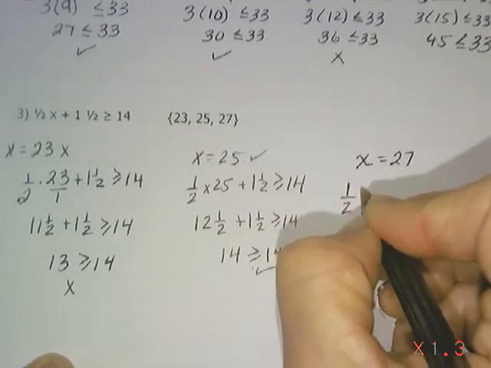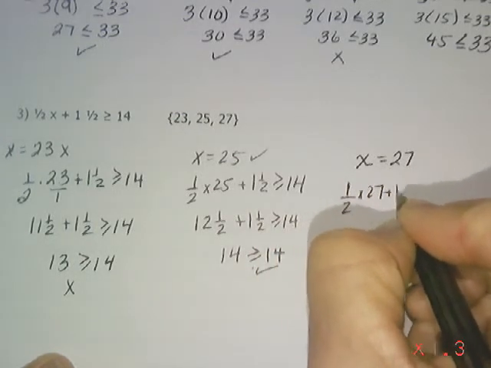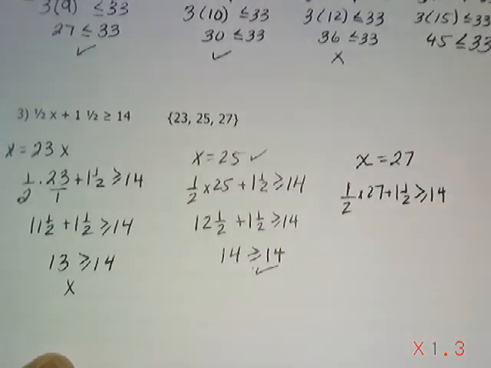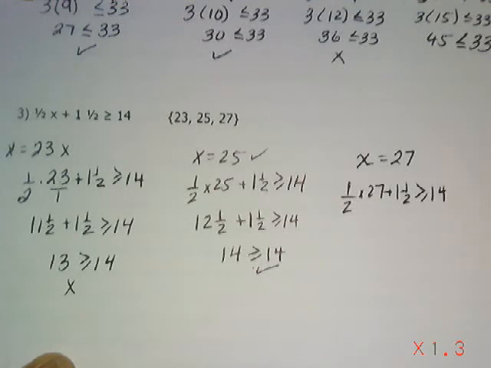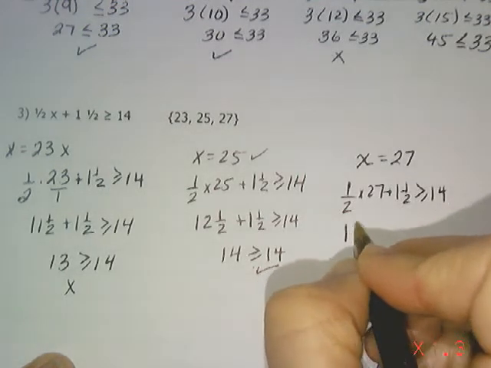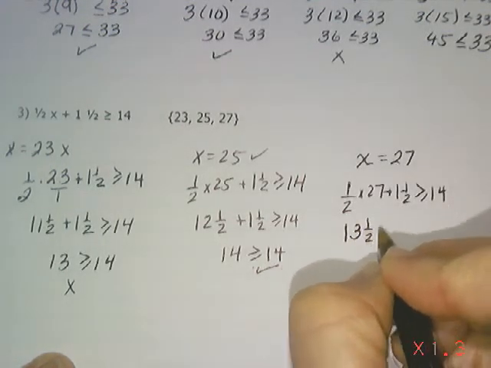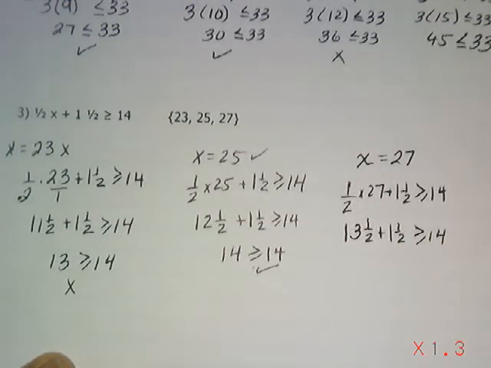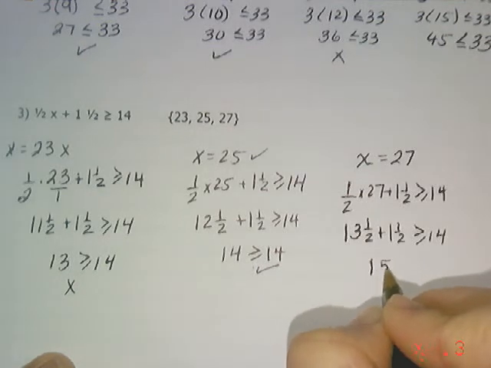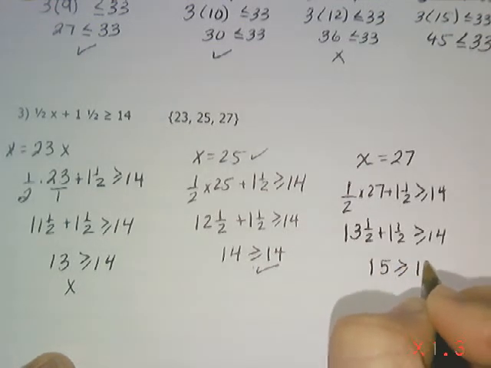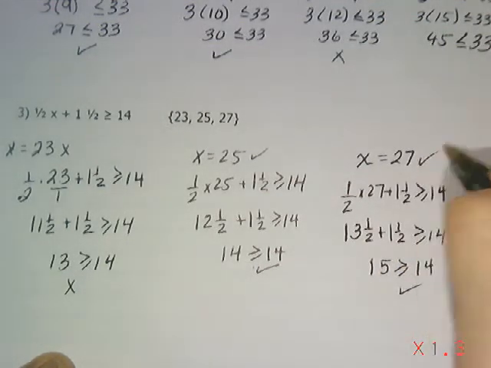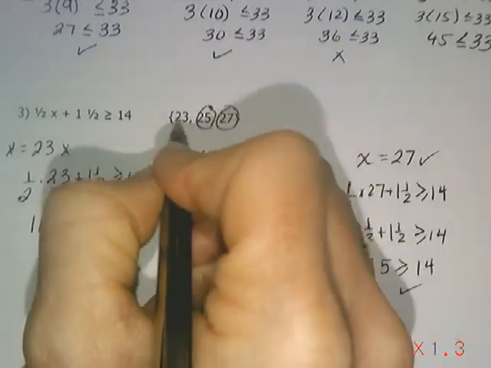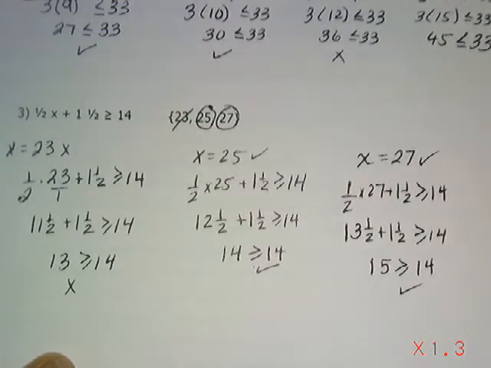A half times 27 plus 1 and a half, is it greater than or equal to 14? 27 times a half is 27 halves. That's 13 and a half as a mixed number. And 13 and a half plus 1 and a half is 15. So 15 is greater than 14. That statement is true. 27 is a solution. So in this case, 25 and 27 are possible values for our inequality.